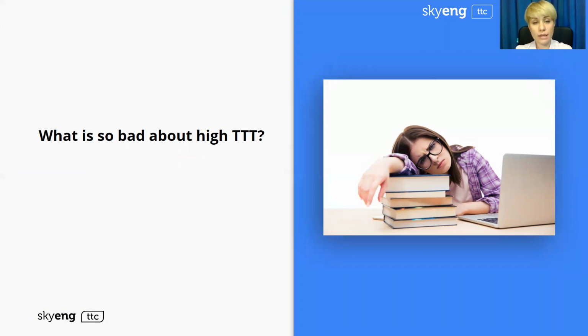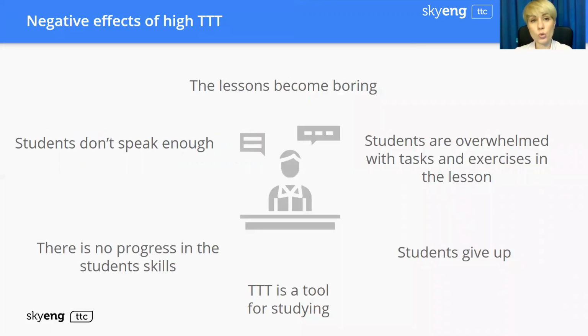So, we always want to reduce our teachers' talking time, but let's talk about what is so bad about high TTT. Well, actually, if the teacher talks too much, the lessons become really boring, because we have to admit that for students, it is not always interesting to listen to the teacher's stories, to the teacher's lectures about grammar. So the students can be really bored. And the students can be overwhelmed with tasks and exercises in the lesson. So again, they don't have an opportunity to talk. They are bored, tired, and the teacher only gives instructions again and again.